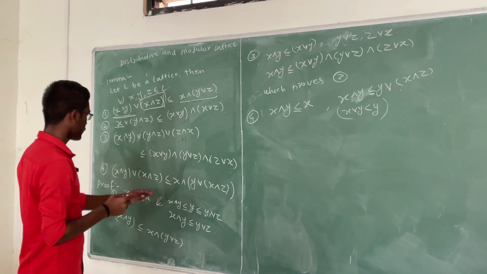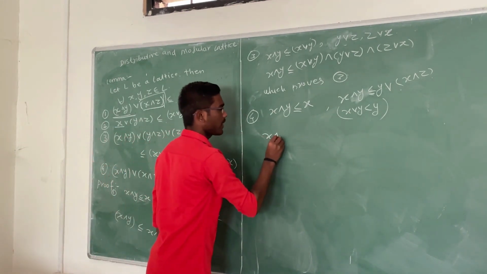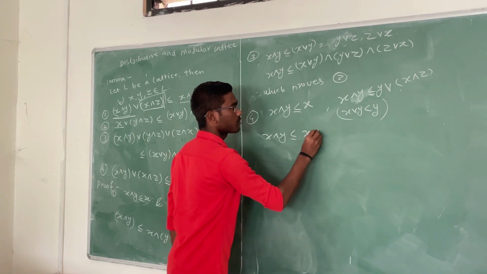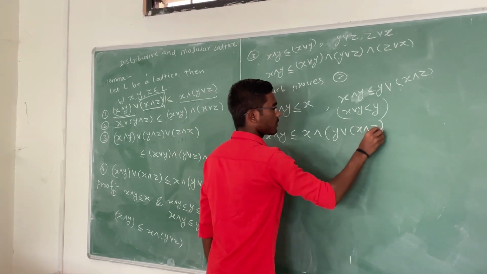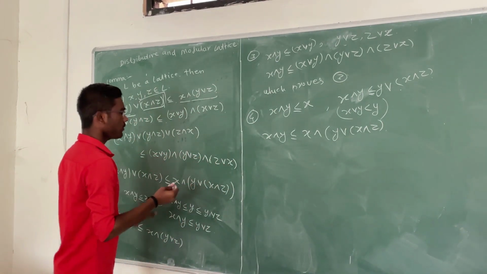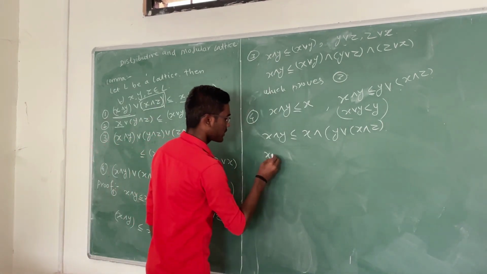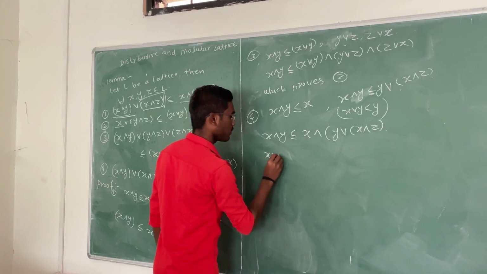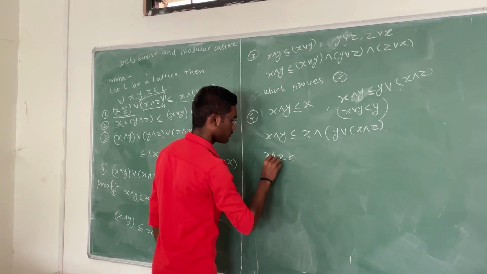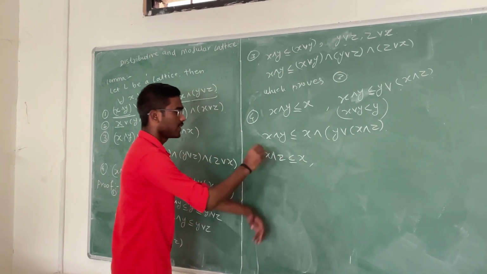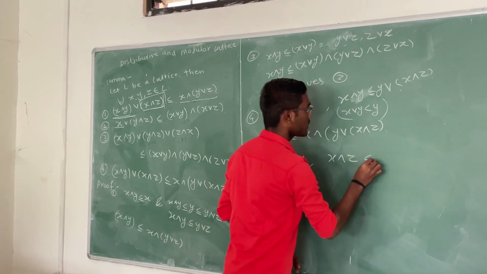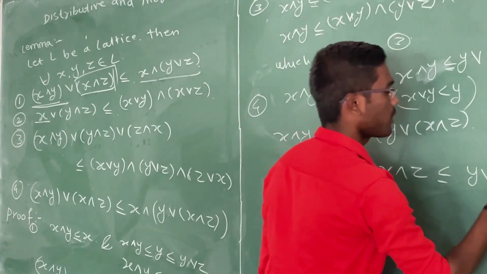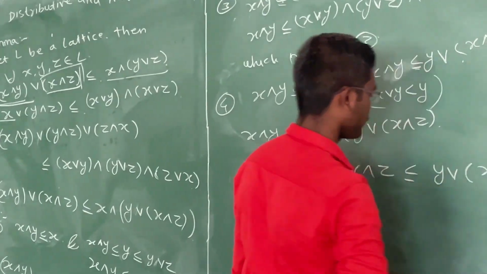Fourth one. Yes. Second one: x meet z is less than or equal to x meet y join x meet z. Now the second one, x meet z. X meet z is less than or equal to x. It is clear, it is obvious, and x meet z is also less than or equal to y join x meet z. Why is that true?